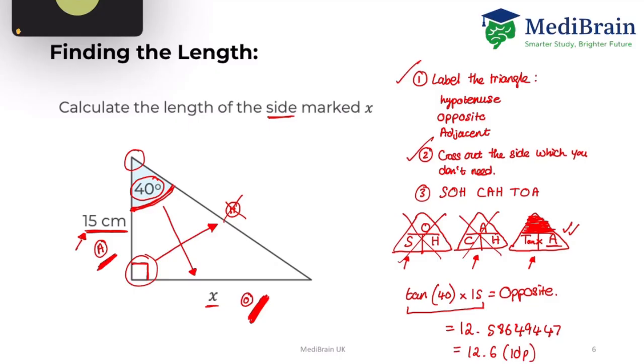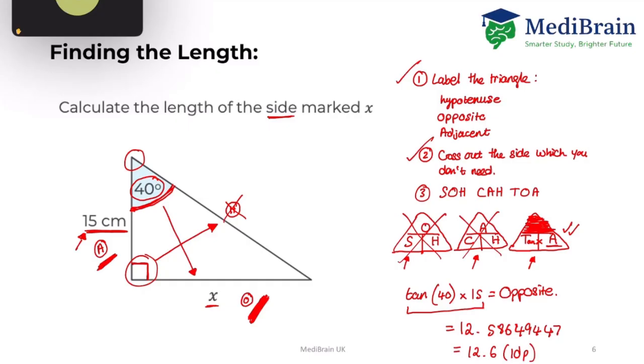So we crossed out SOH because it has O and H. We crossed out H, so we didn't need it. We need our triangle to have O and A in it. We crossed out CAH because it didn't have our O in it, and then we kept TOA because it had O and A in it. And then after you do that, you cross out the letter that you need to work out, and then you follow the triangle rules.